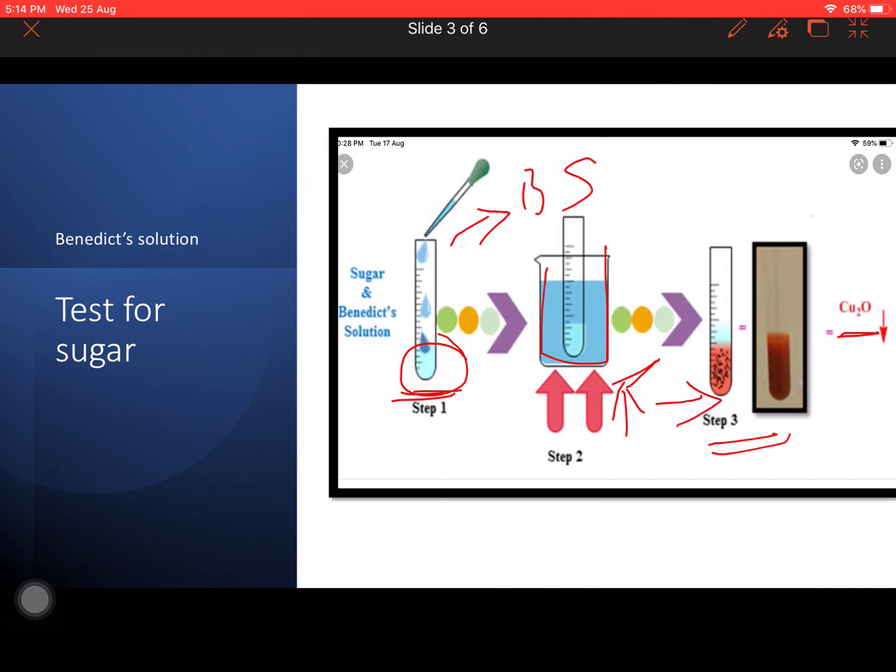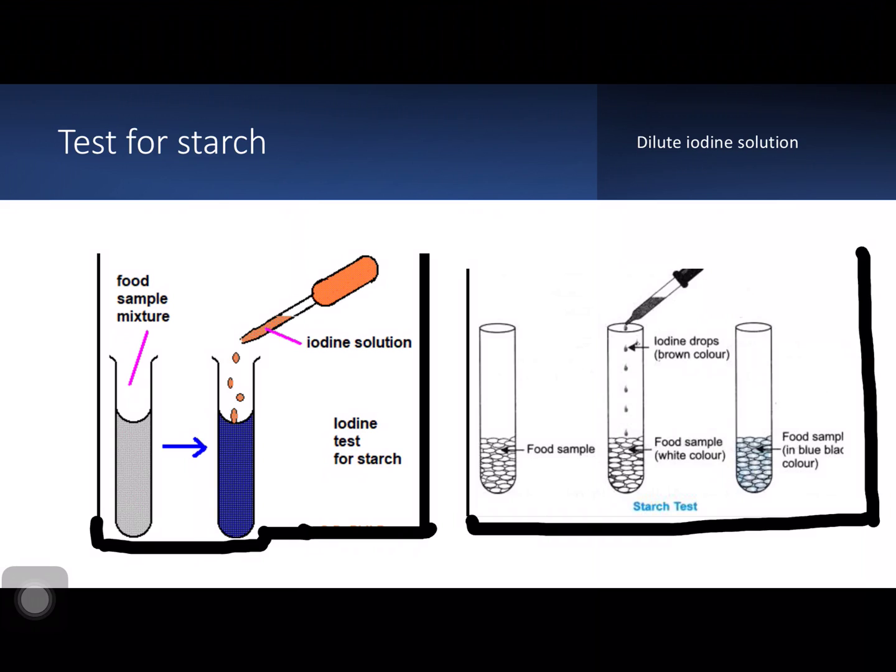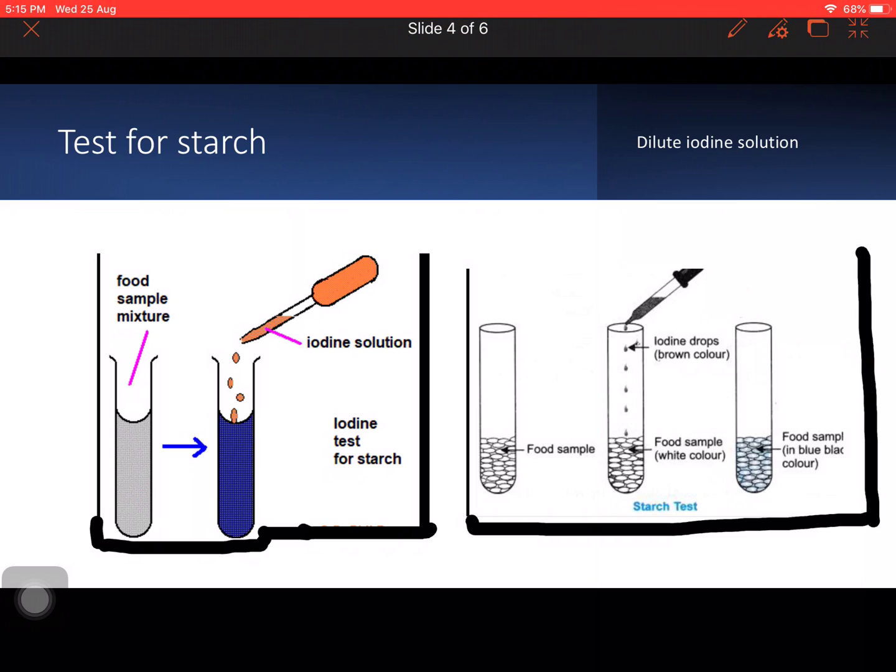Now the next test we will go for is starch. The presence of starch can be tested with the help of dilute iodine solution. So what do we take? The method is, we first take a sample in a test tube. We put 3 to 5 drops of dilute iodine solution. This is the iodine solution.